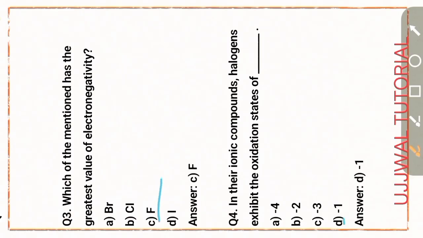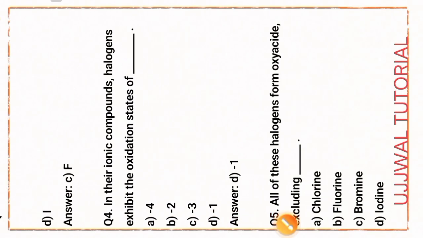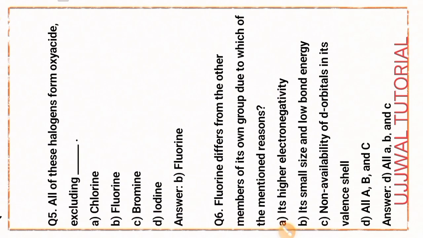Next, question number 4: in their ionic compounds, halogens exhibit the oxidation state of -1. Option D is the right answer. Next, question number 5: all of these halogens form oxo acids, except fluorine. Option B is the right answer.